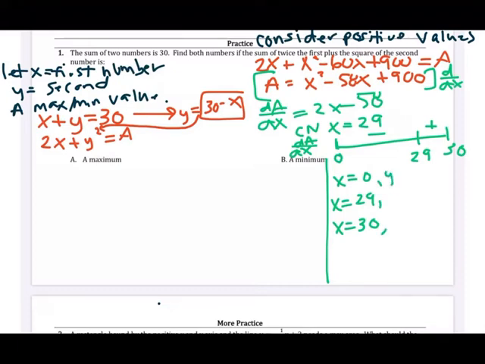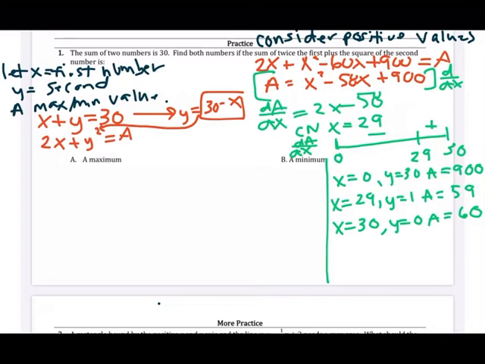If x is 0, that would mean that y is 30, since their sum is 30, which would mean that A is 30 squared, which is 900. If x was 29, then y would be 1, which means that A would be 2 times 29 plus 1 squared, so that's going to be 59. And if x is 30, that means that y is 0, which means that A is going to be 2 times x, which is 60.